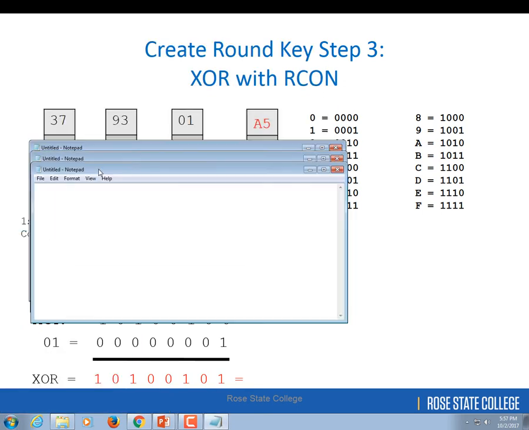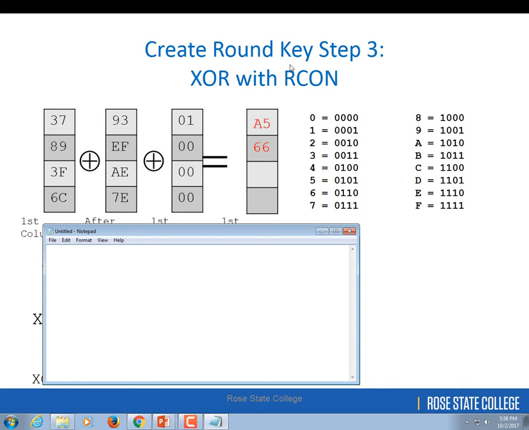Okay. So what do we got? We already know that one's 66. Let's do the next one so we can't see the answer. We want to do 3F. Okay. What is 3F in binary? 0, 0, 1, 1. 1, 1, 1, 1. The 3? It's 0, 0, 1, 1. Okay, then we got AE.